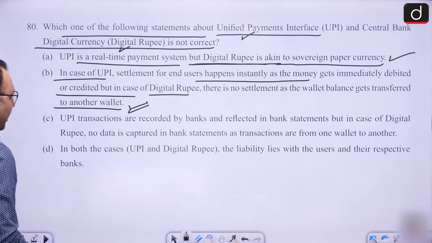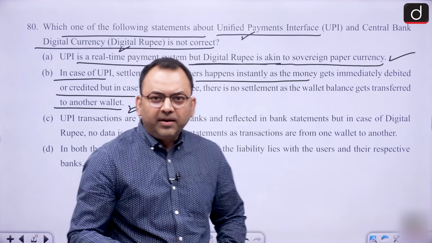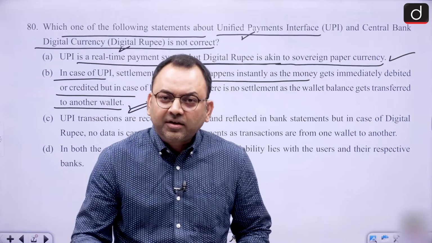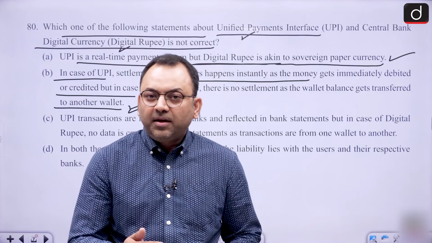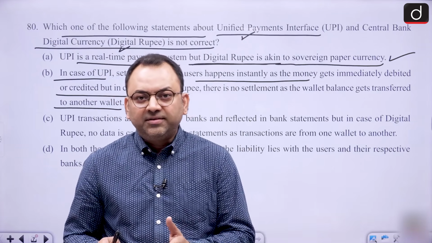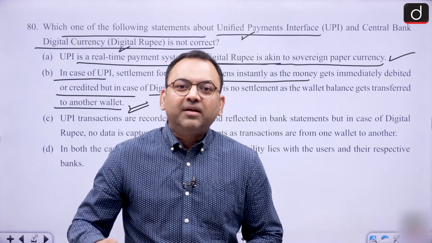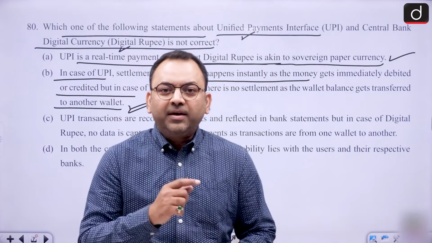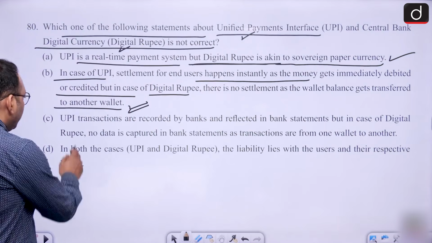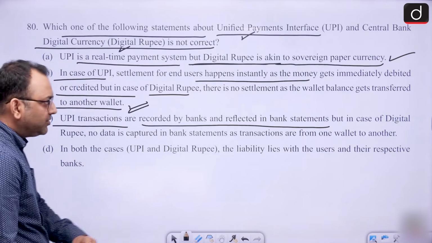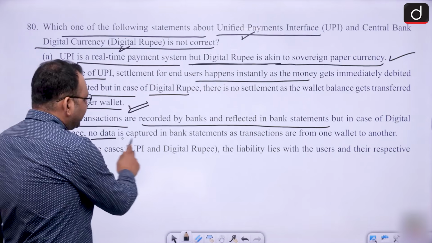The third is, see, in the UPI, right, your money goes out from a bank and comes to a bank. That's why all the transactions are in the bank ledger, the bank's statements. But in the CBDC, what happens is, once you have sent money from your bank account to the CBDC wallet, now that transaction is in the wallet only. The wallet to wallet transactions are not in the bank statement. That's why we can say UPI transactions are recorded by the banks and reflected in the bank statements.